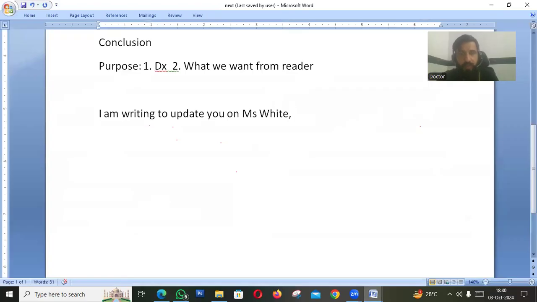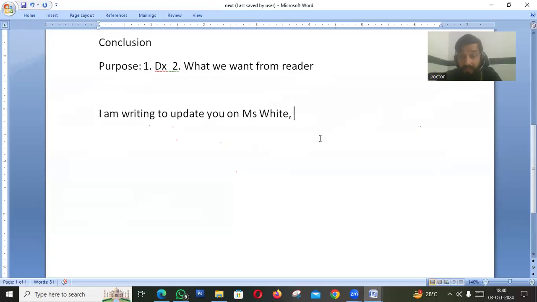So I'm writing to update you on Miss White. Okay. Now you are going to write the issue of the patient. Are we going to write the age? Mostly in nursing letters, they write the complete name in the purpose and then they write the surname in the rest of the letter. But it's okay if you use the surname from the start. Mostly we see this.